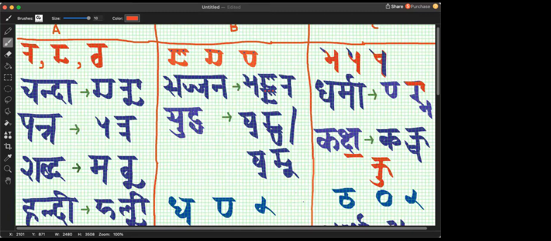This is true only with K, or will some more letters come too? I'm talking only about K for now. As I told you, the U matra has special rules, and we discussed that in the previous class, right? So, for K, this is how it is.